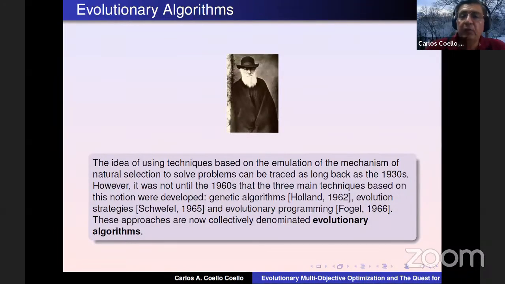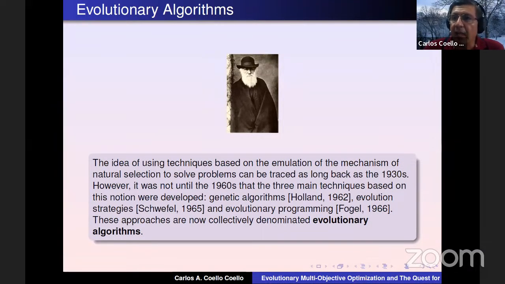So using evolutionary algorithms was something that looked natural at a point in the history of evolutionary computation, because evolutionary algorithms have peculiar characteristics that made them very suitable for multi-objective optimization. But before getting to that, very briefly, in case you are not very familiar with evolutionary algorithms, I can say that these are stochastic search techniques which are inspired by the principle of survival of the fittest from Charles Darwin. And they were developed originally in the 1960s.